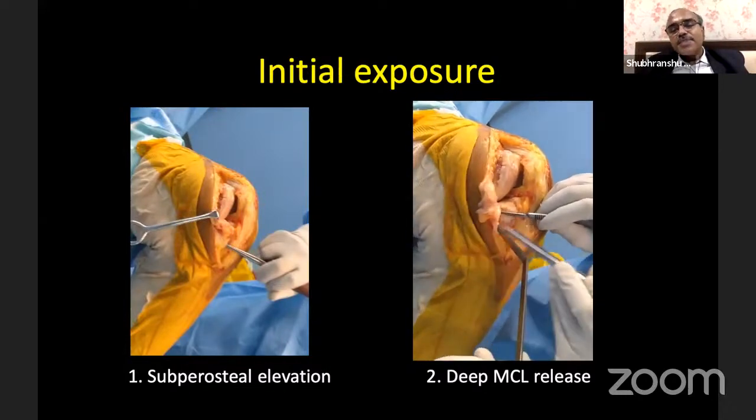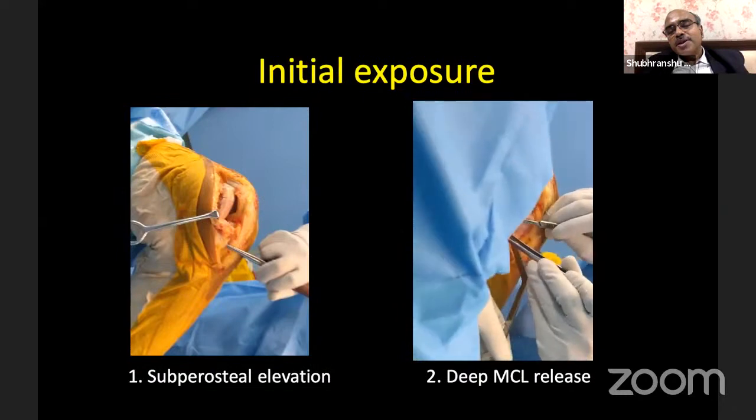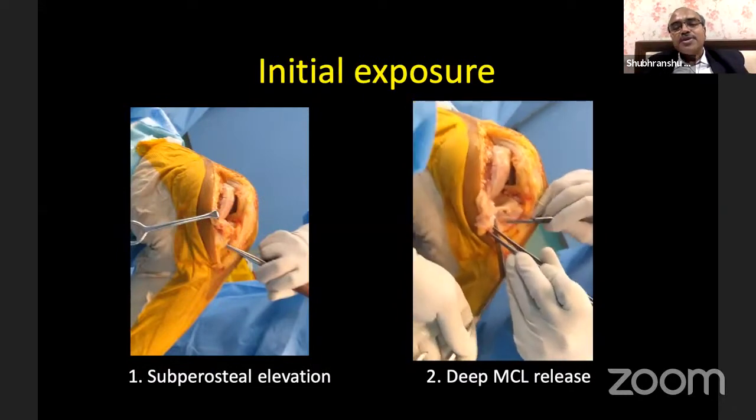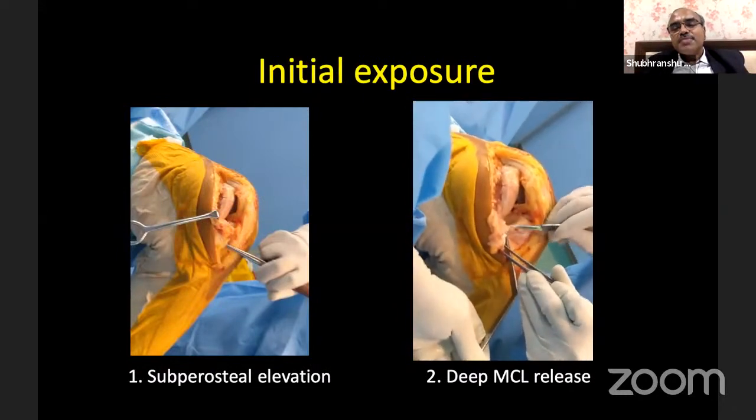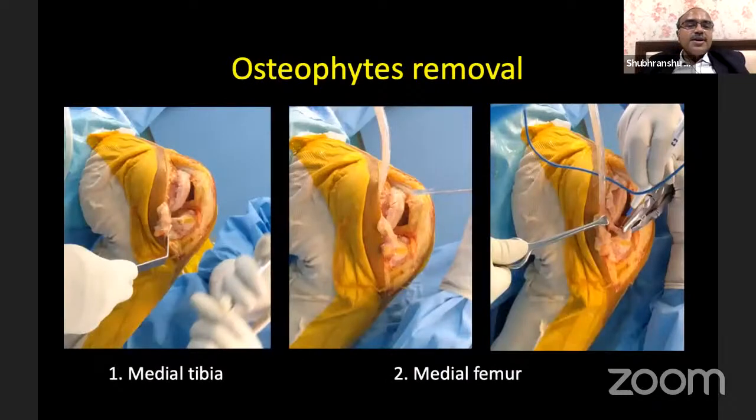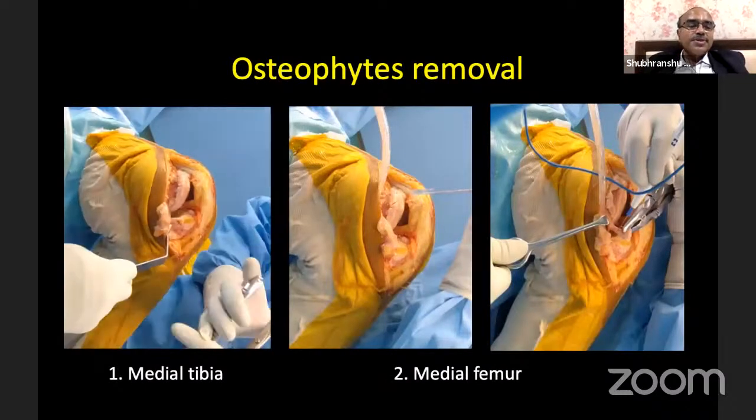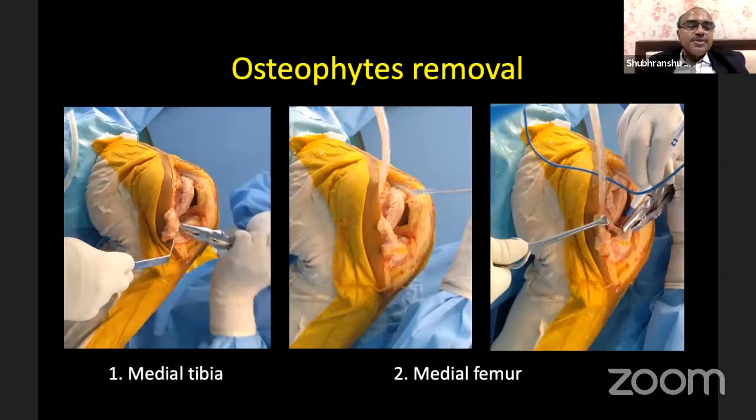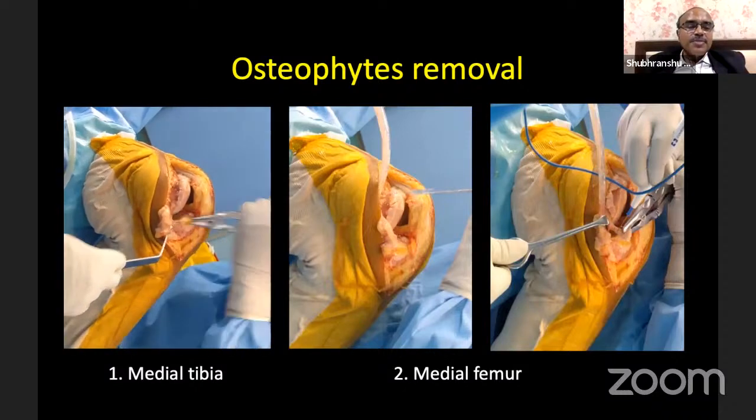Next, you release the deep medial collateral ligament. Normally, I use a number 15 blade, but you can use a cautery also. The deep medial collateral ligament is usually released in each and every case. Next, the third step is that you have to take out the osteophytes and address them in the early part of your surgery. You can do it with a nibbler or take an osteotome and hammer.